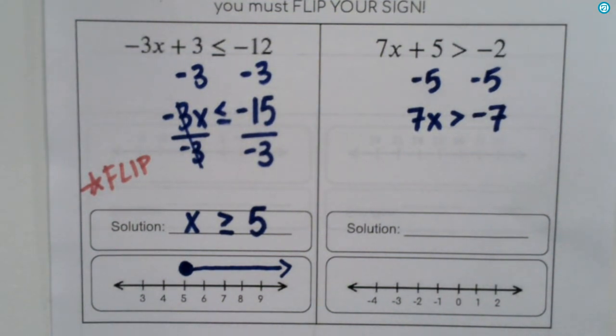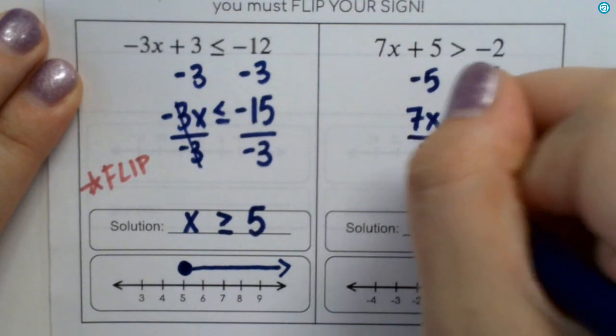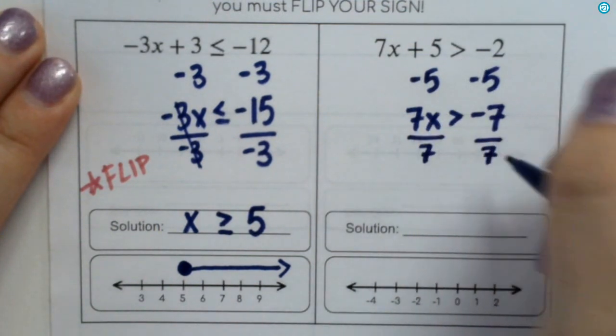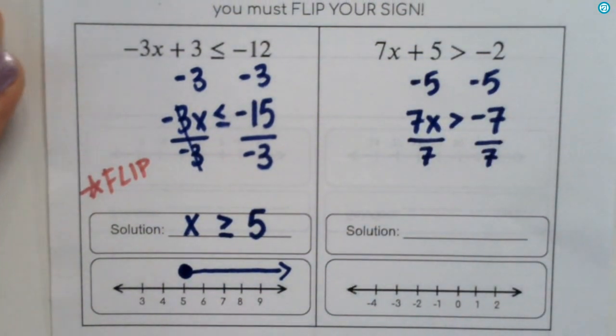Okay, then to get x by itself, I'm going to divide both sides by 7. Divide by 7, divide by 7. Did I divide by a negative? What did I divide by? 7. I divided by a positive because I divided by 7. So even though I'm going to get a negative answer, it is still dividing by a positive, so we do not flip on this one.